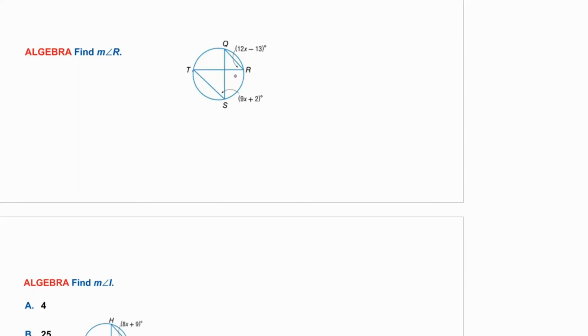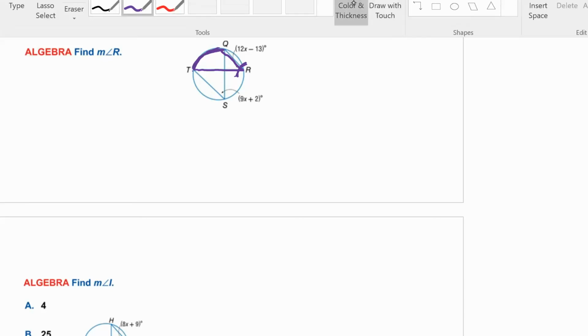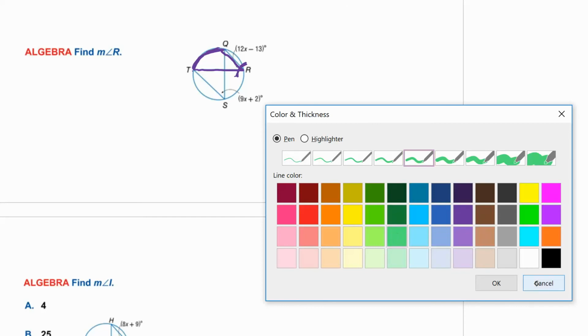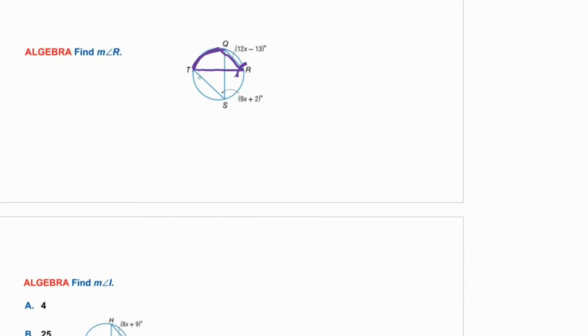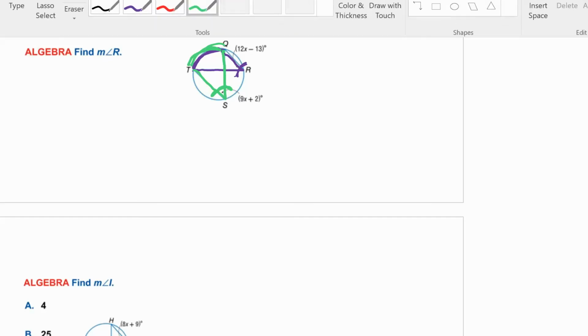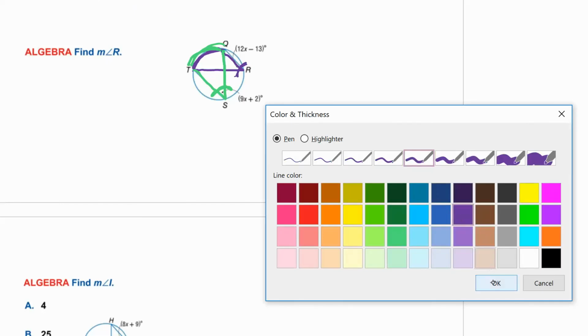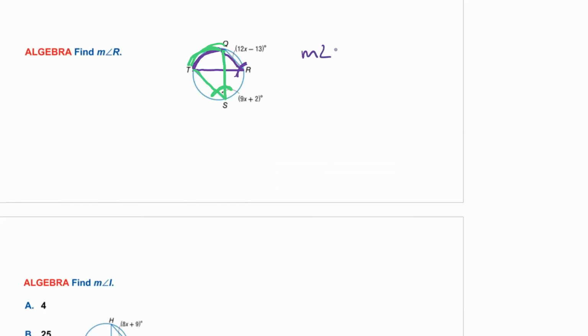In this problem, we want to find the measure of angle R. If I look at the arc that R intercepts, it is arc TQ. If I look at angle S, the arc it intercepts is also TQ, which would make the two angles congruent to each other. Angle R would be congruent to angle S. So the measure of angle R equals the measure of angle S.